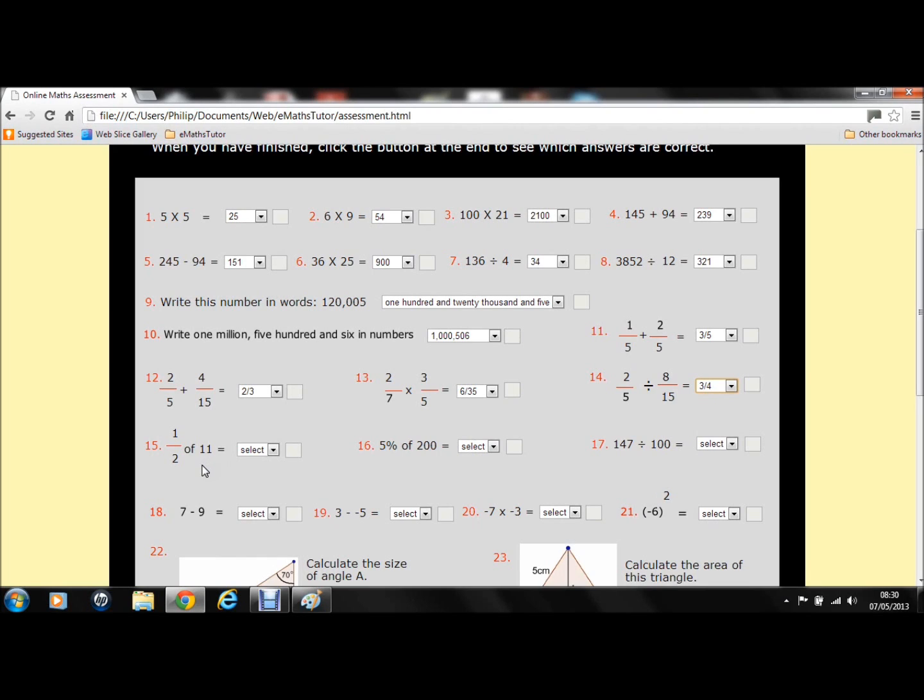Question 15. We want a half of 11. Well, half of 10 is 5. Half of 11 is 5.5. Question 16. We want 5% of 200. That's 5/100 of 200. Well, 5% of 100 is just 5. So 5% of 200 will be 10.